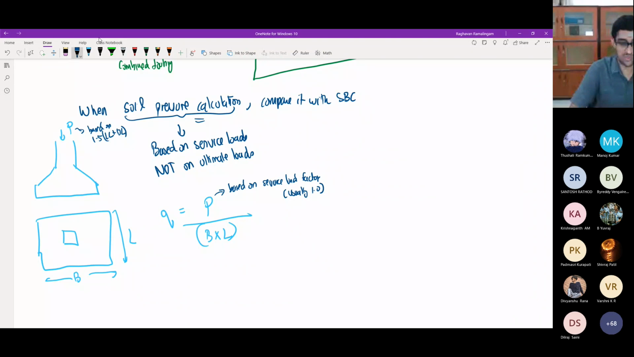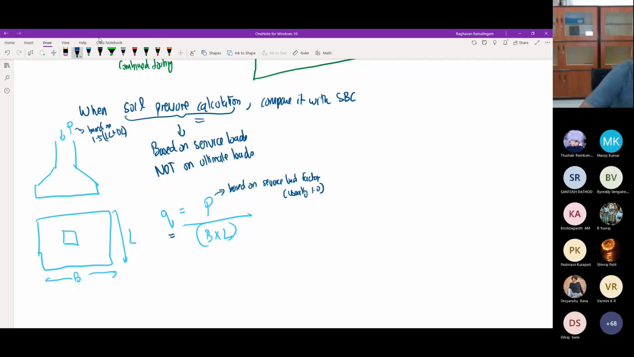So if somebody says that a factored compression of this much comes on a footing, you should know that this is factored, so let me divide it by 1.5 before I calculate the upward pressure on the soil. This is something you should always remember. This applies as long as you have just pure axial compression.